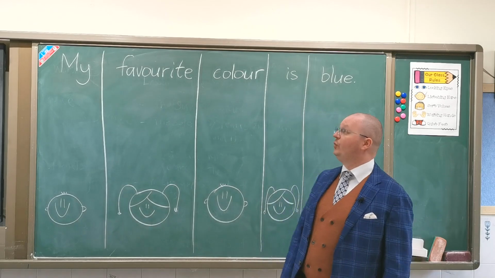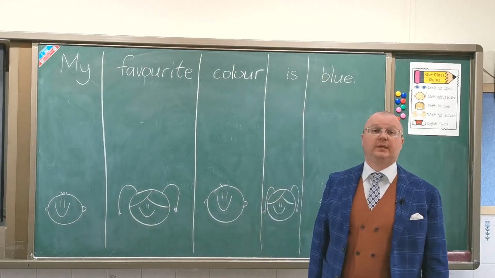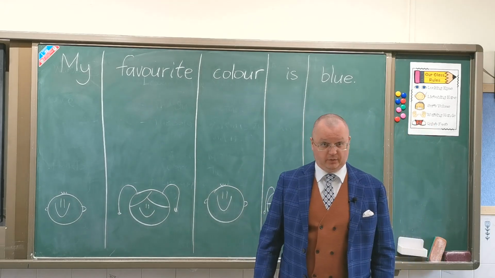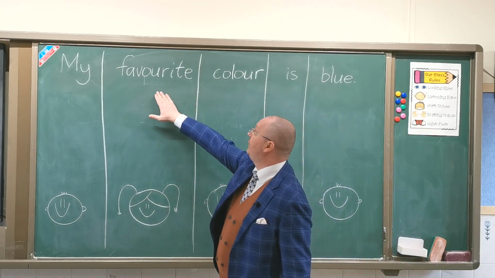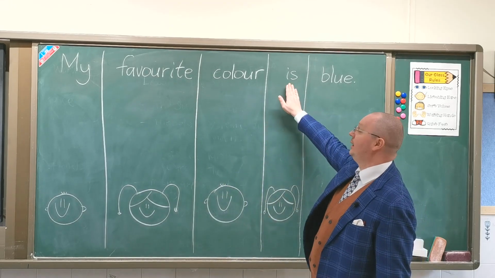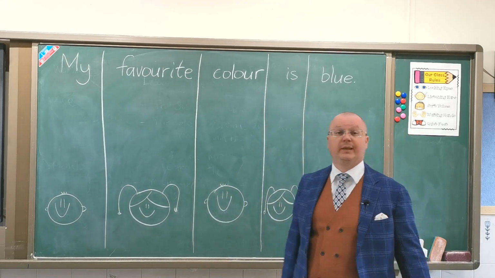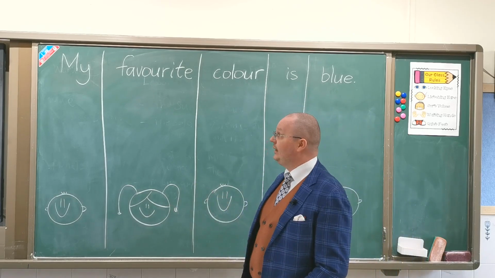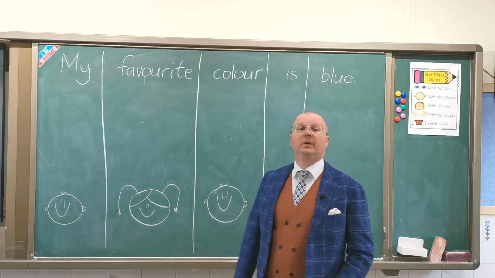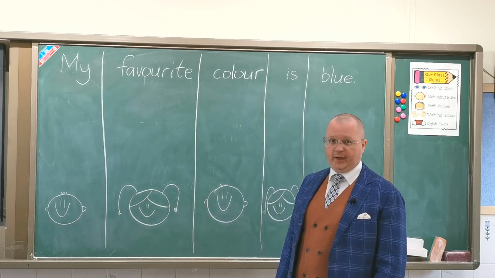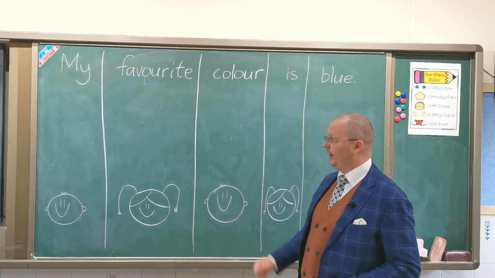So let's say you are teaching this sentence structure. My favorite color is blue, this pattern. So in this case, my favorite color is your subject, is a verb, and blue is an adjective. But of course, your students do not need to know these things. You want them to say this sentence. So I suggest to do it this way.